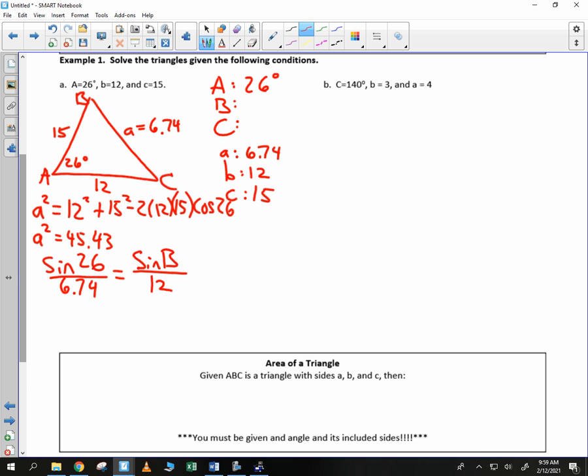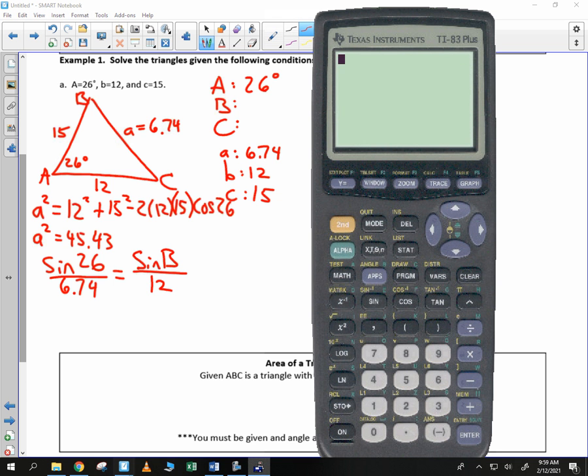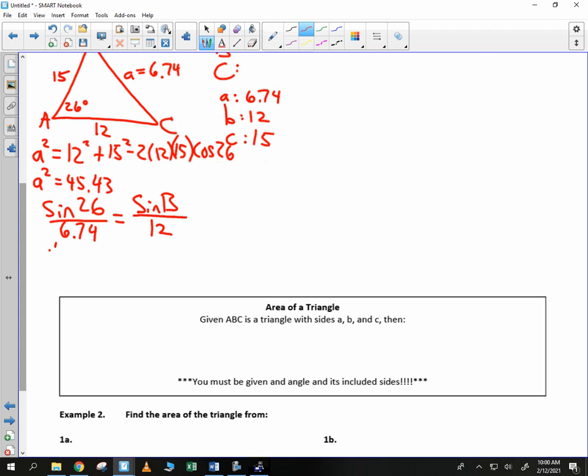This is what we did the other day. I'll make this sine of 26 into a decimal. Sine of 26, I've got 0.4384. 0.4384 divided by 6.74 is equal to sine of B divided by 12.